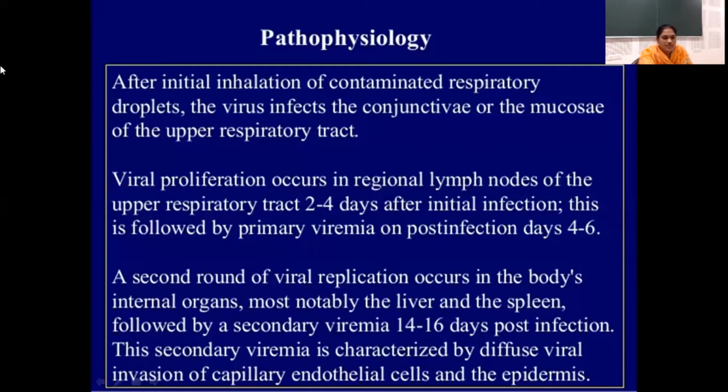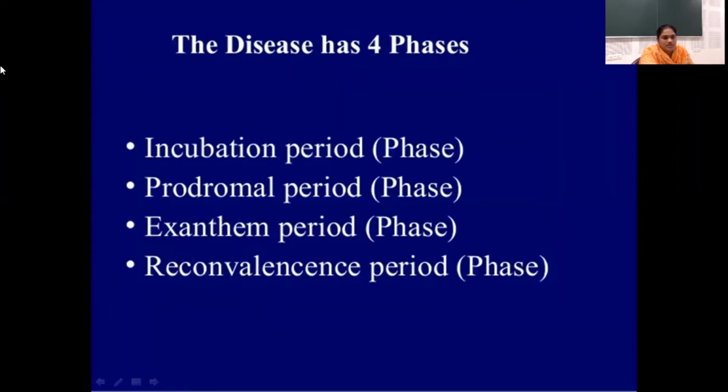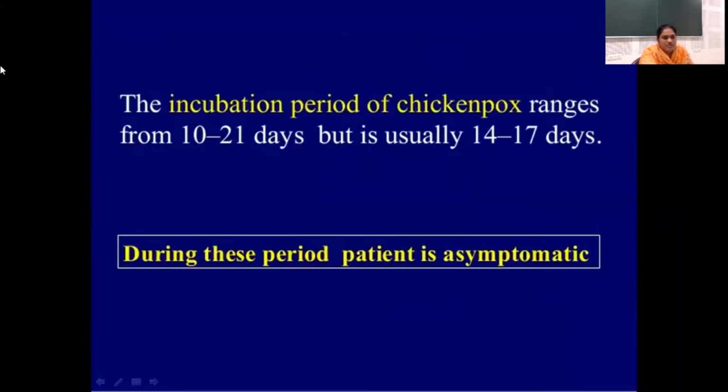The second round of viral replication occurs in the body's internal organs, most notably the liver and the spleen. Later, in the secondary regions, it is characterized by diffuse viral invasion of the capillary endothelial cells and the epidermis. So the main symptoms are rash and low-grade fever. Usually, these are the stages. The incubation period of chickenpox ranges from 10 to 21 days, but it is usually 14 to 17 days. In this period, the patient is asymptomatic.